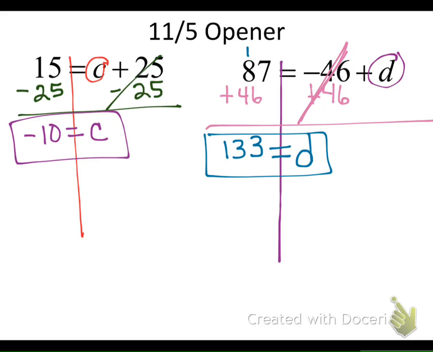What that basically means, you guys, is that if I substitute 133 for my D, if I take negative 46 plus 133, I'm going to get 87. Okay?